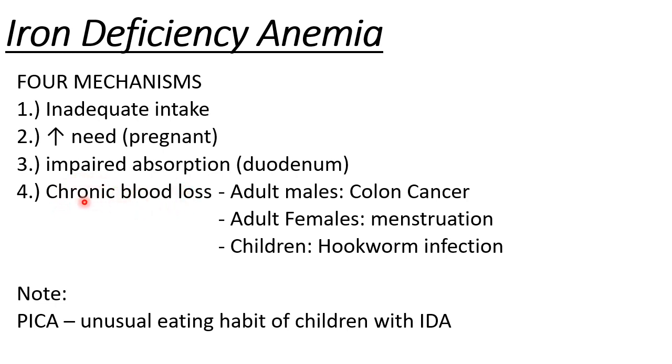There is a loss of blood of more than 6 months that can be seen in the following situations. In adult males, ang most common cause ng chronic blood loss ay colon cancer. Sa adult females naman, high menstrual flow. Sa mga bata, baka may parasitism, most commonly caused by hookworm infection.